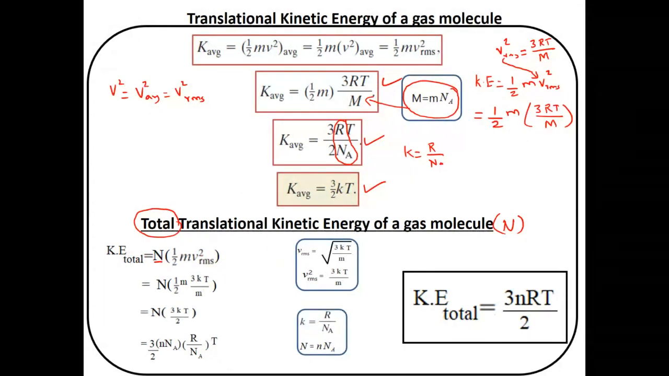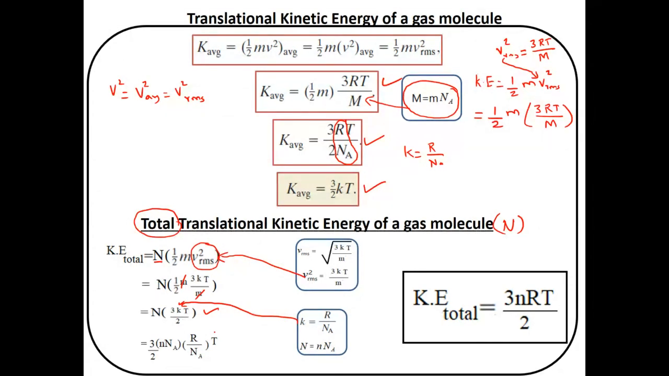Now in this V square RMS, I can substitute this value here. If you substitute, this m and this m get cancelled, and finally you will get this equation. Now we have k here. What is k? We have the k formula. Please substitute this, and when you substitute, you will get this equation.